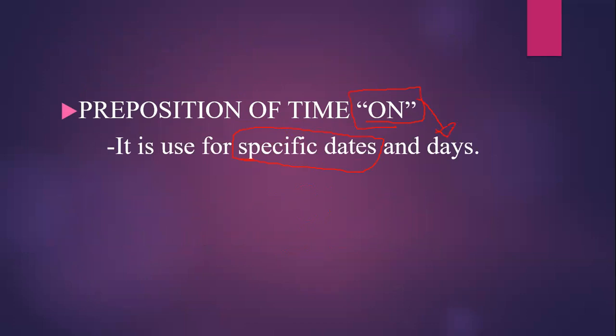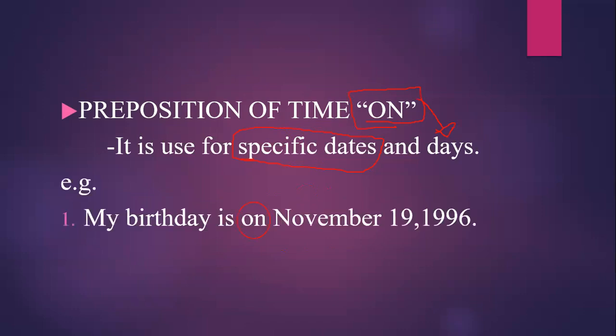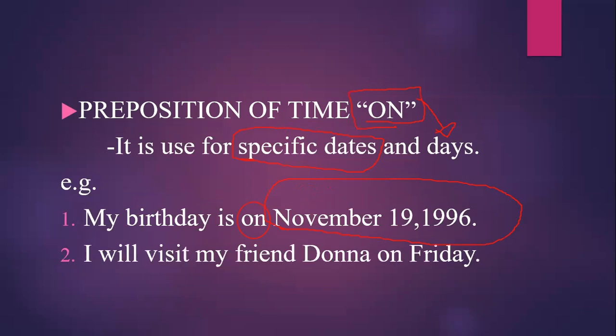How many days we have in a week? Basically, we have 7 days. These are Monday, Tuesday, Wednesday to Sunday. Okay, for example, my birthday is on November 19, 1996. So here we use the preposition of time on because there is exact date on when is my birthday. Okay? Another example, I will visit my friend Donna on Friday. Here we use the preposition of time on because we are talking about day, which is Friday.